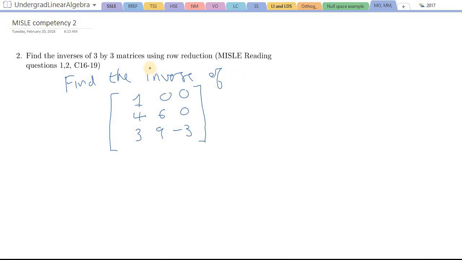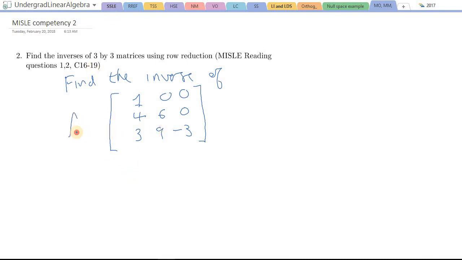Okay, this one is MISLE Competency 2, matrix inverse, system of linear equations. Find inverses of 3 by 3 matrices using row reduction. So here it's just a plug and chug process.